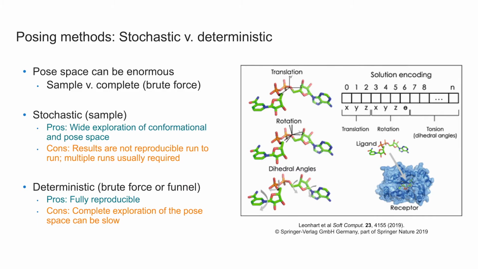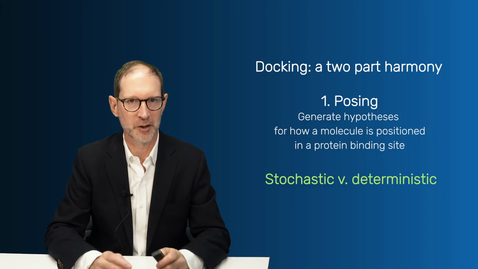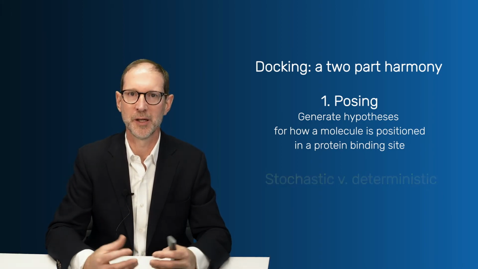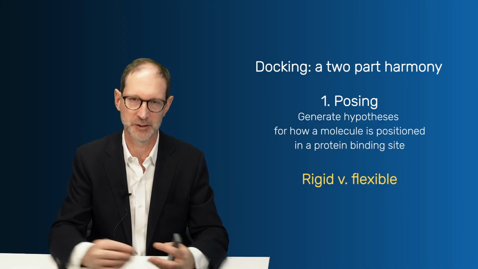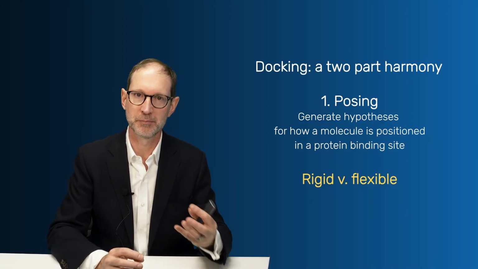The contrasting approach are deterministic methods, either looking to subsample in some sort of funnel fashion or a complete sampling of the space. Advantages here is you'll get the same output for the same input. That's how deterministic methods work. Disadvantage is that if the pose space is large, the compute time to explore that whole space can be too long. That's why a lot of developers have turned to a class called rigid docking, where we not only keep the protein rigid, as is almost always true, but the ligands also.